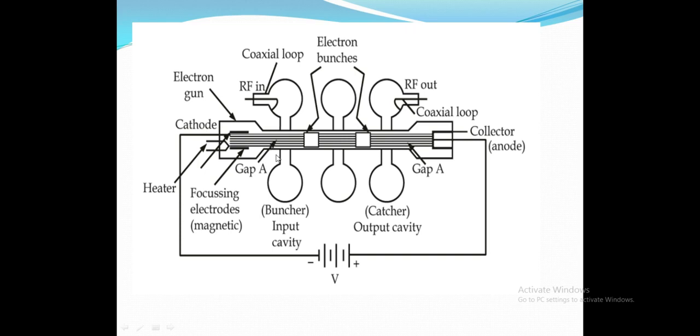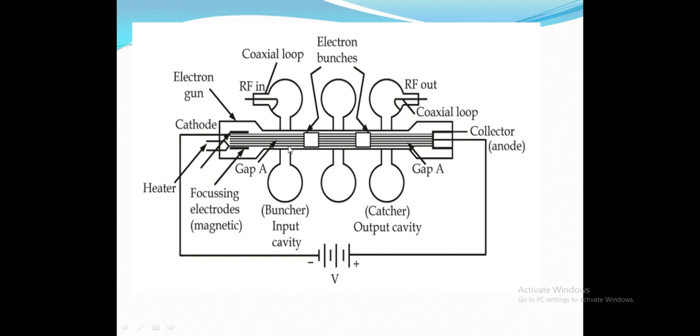Coming to the working, whenever the switch is on, the electrons start emitting from the cathode, and this forms the electron beam. This high velocity electron beam is focused and moves at a uniform speed towards the collector, that is the anode electrode, which is at a high potential with respect to the cathode.